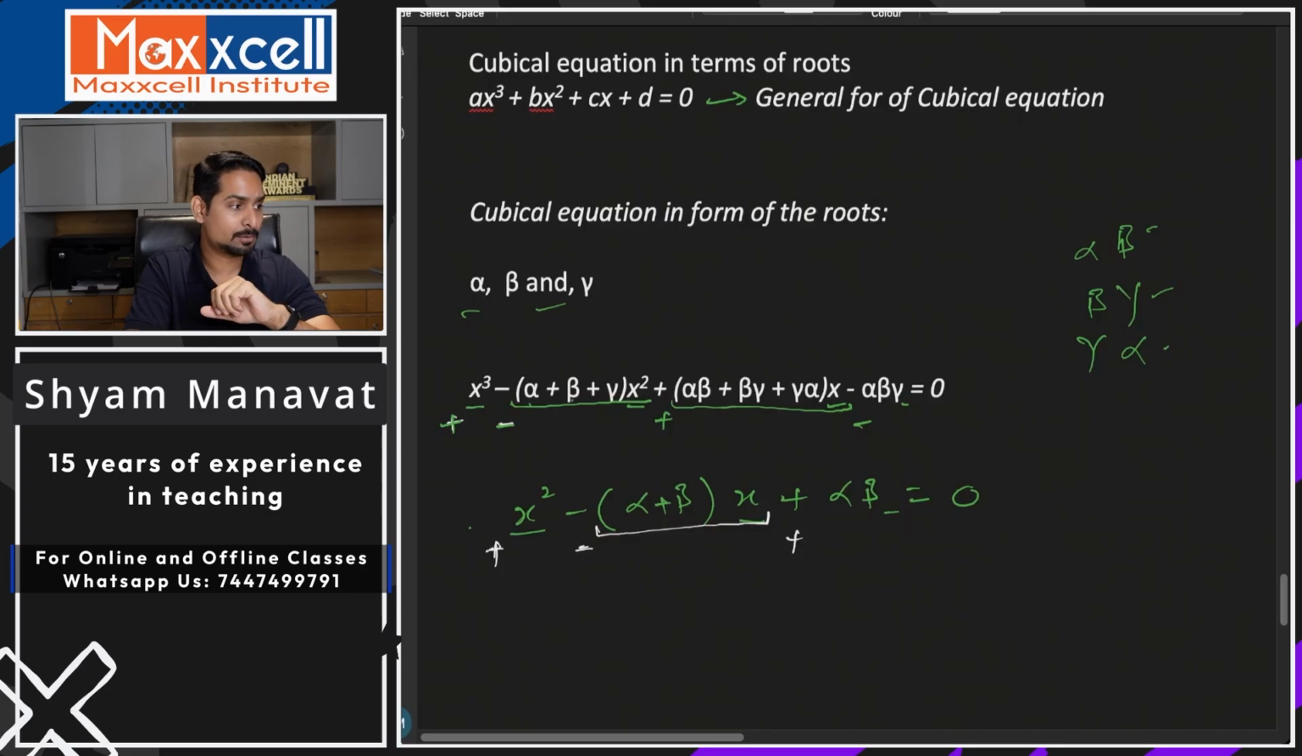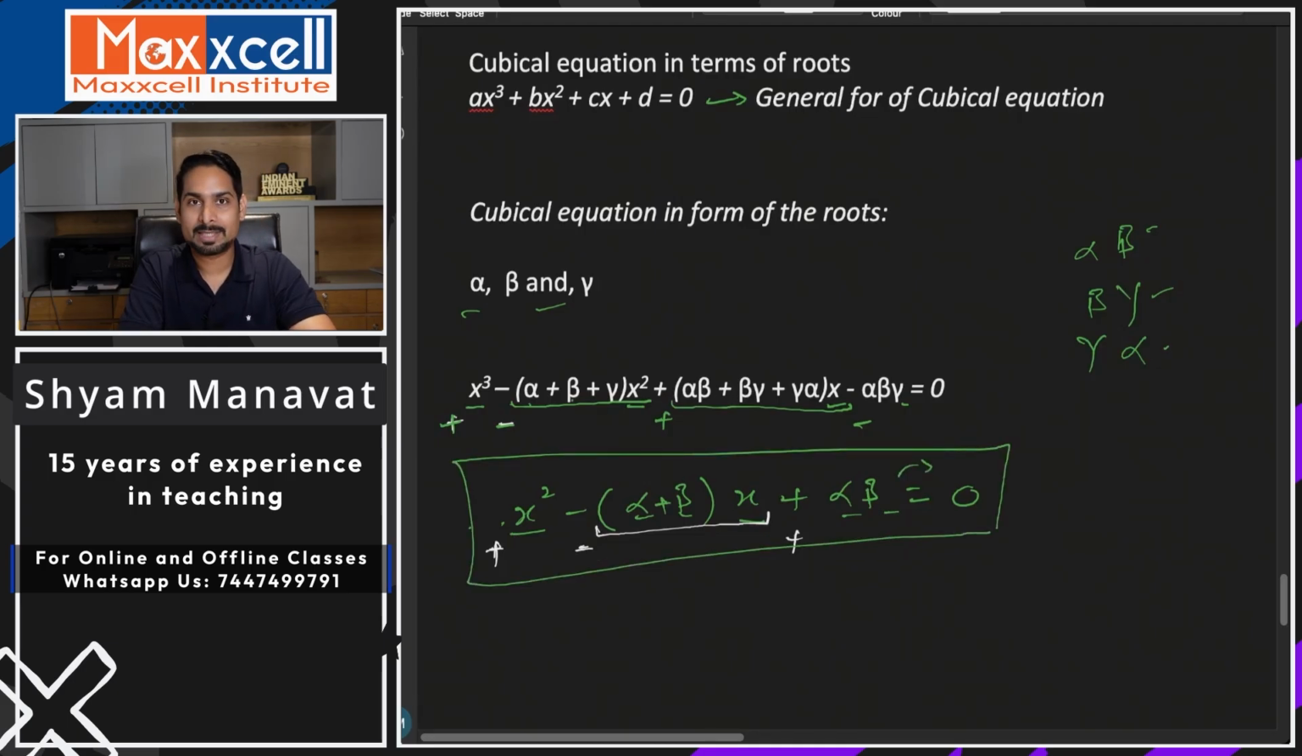Same thing you are following here also. See, no roots, take one root at a time, so alpha plus beta. Take two roots at a time, alpha into beta. Now there are only two roots. That's why there are no further terms in this square equation or quadratic equation. Clear? Okay. Think about it again.